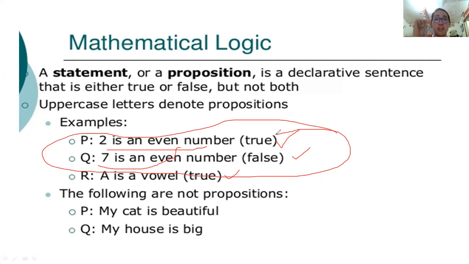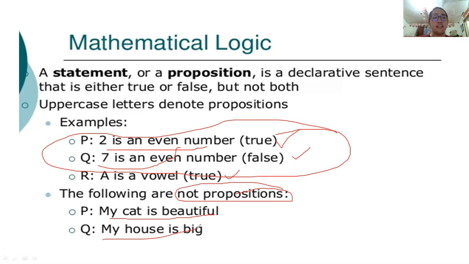Always remember, if it is both, then it is not a statement or a proposition. Again, a proposition or a statement is a declarative sentence that is either true or false, but not both. So these are examples of not propositions. See, my cat is beautiful. Try to think about this one. It's neither true nor false. My house is big. So we can say if it is true or false.